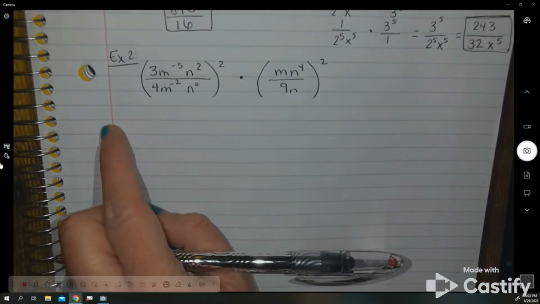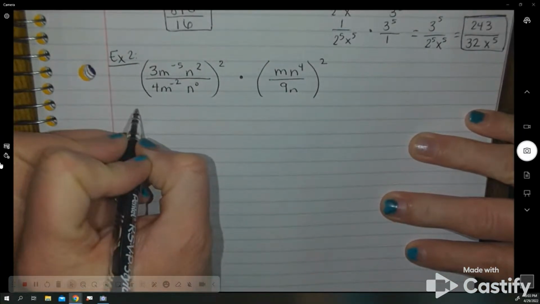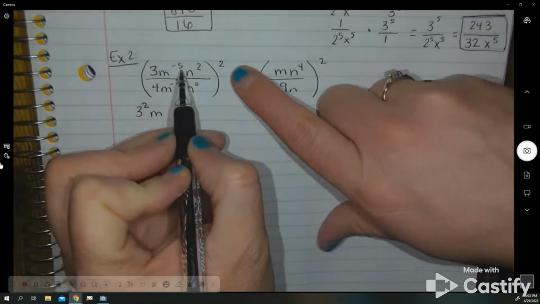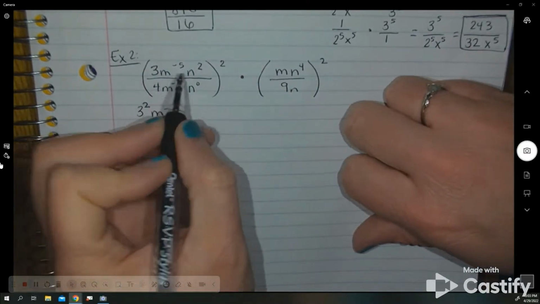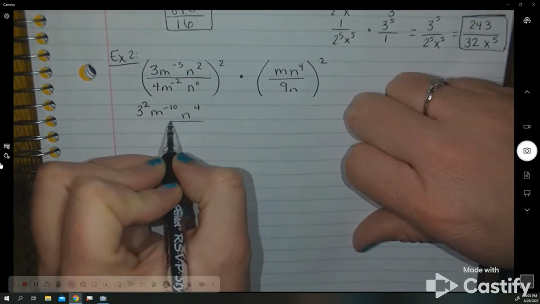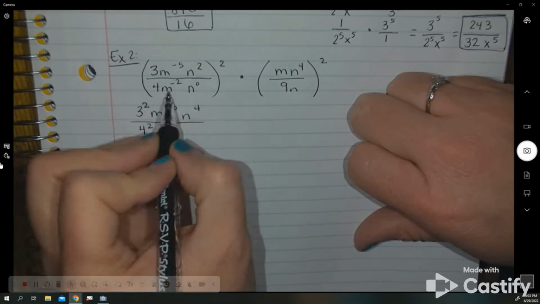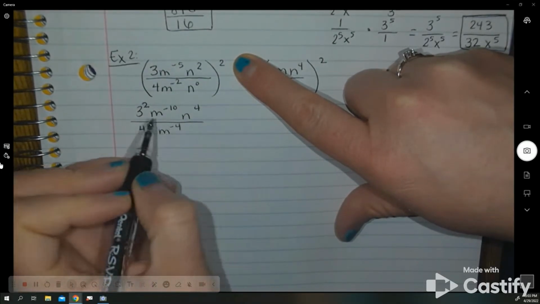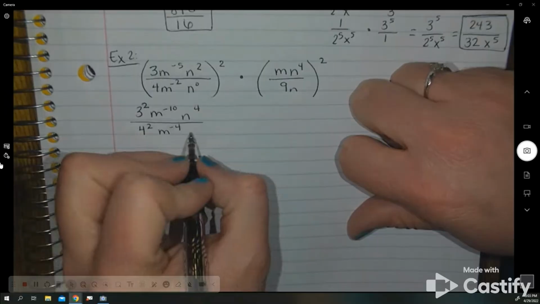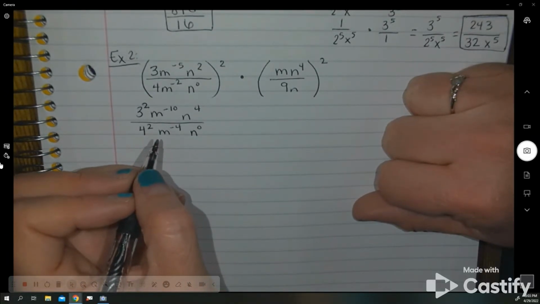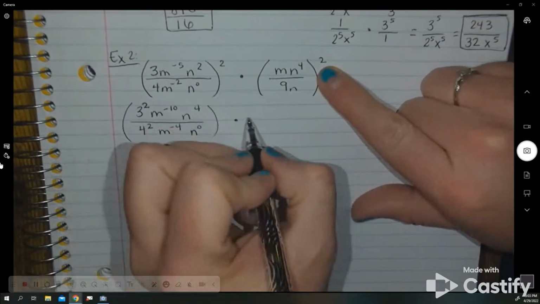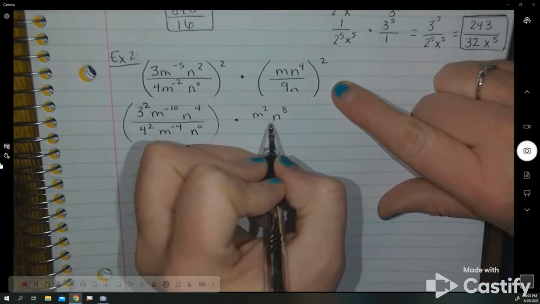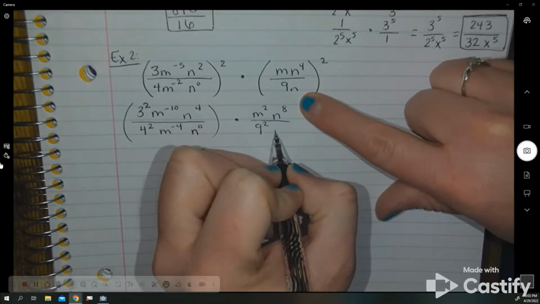What we have here is 3, so everything gets this squared, so 3 squared. m, and remember, with power to a power we multiply, so negative 5 times 2 is negative 10. n, 2 times 2 is 4, over 4 squared. m, negative 2 times 2 is negative 4. And we have n to the 0. Well, 0 times 2 is still 0, so this is still n to the 0. Times m squared. n, 4 times 2 is 8. 9 squared. n squared.